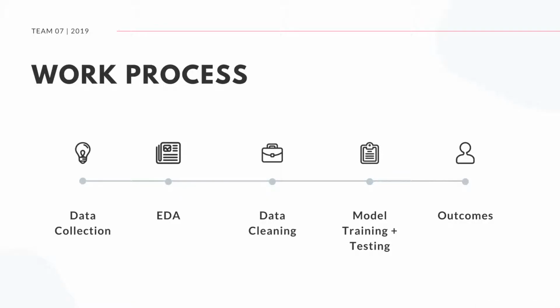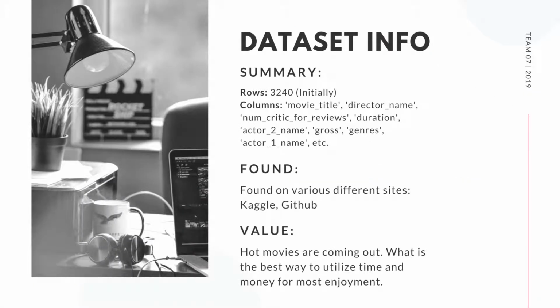Our work process is that we initially collected the data, did the EDA on the data, cleaned the data, had our questions, trained models and tested for those questions, and we have our outcomes. Some information about the data set is that there are approximately 3,200 rows and around 28 columns with movie titles, directors' names, etc. And we found it on GitHub primarily.